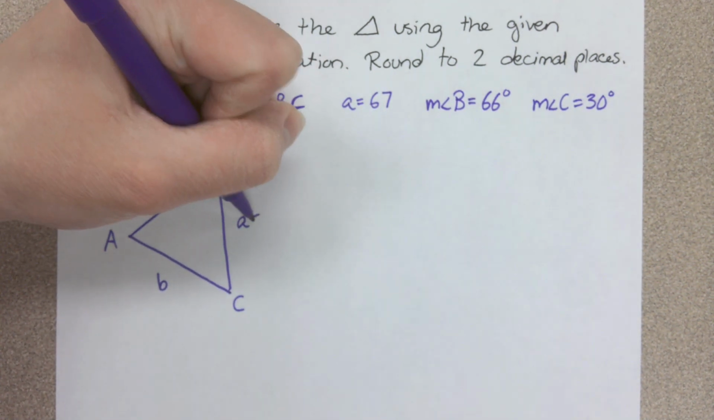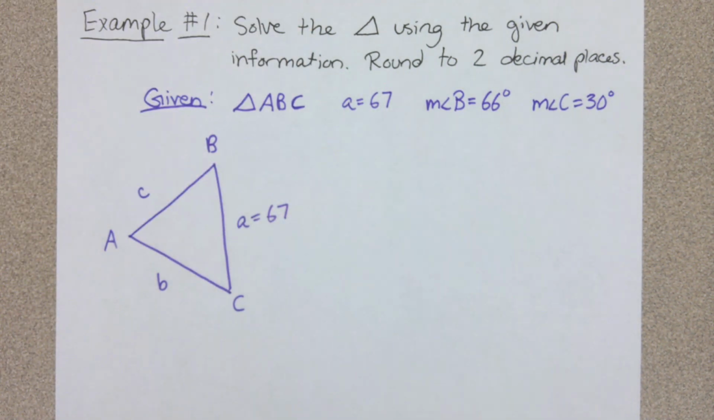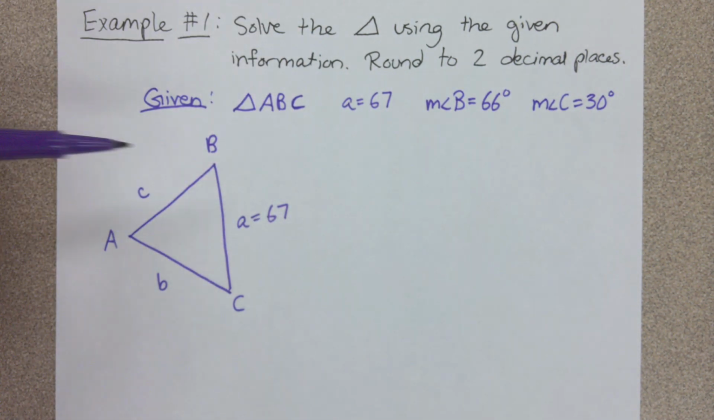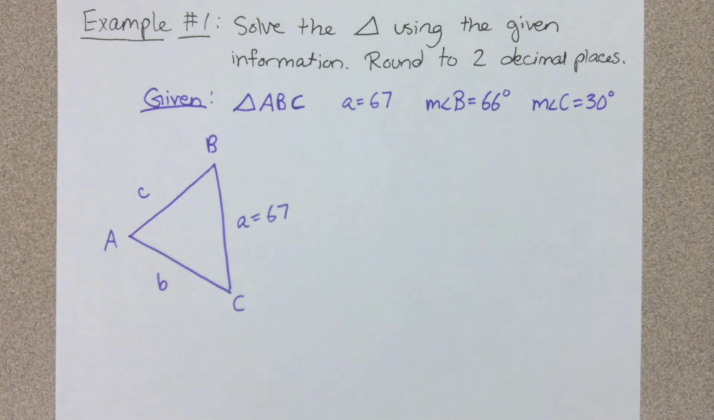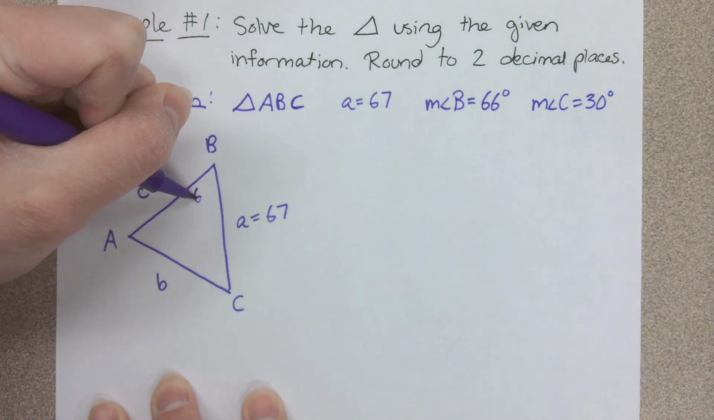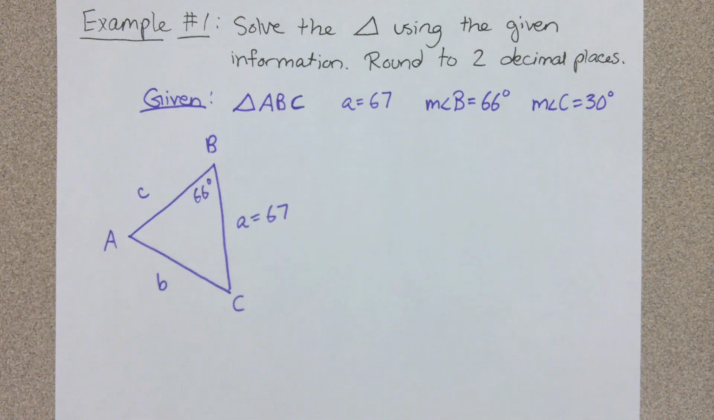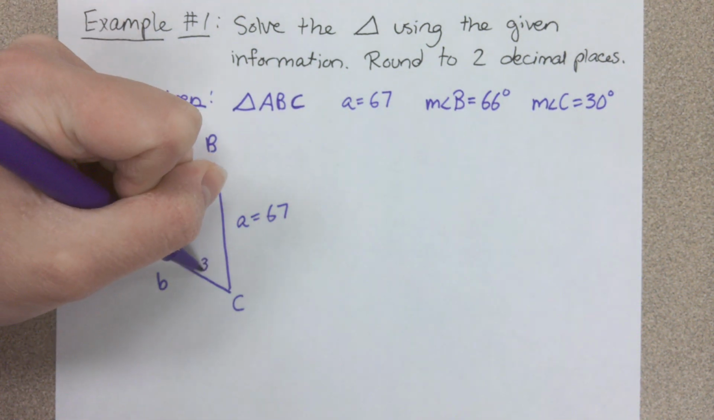A is 67, that's little a, side A. Angle B is 66 degrees. When you label the angles in the triangle, write the number inside the triangle, not outside. I think that gets a little confusing. So this is 66 degrees, and then angle C is 30 degrees.